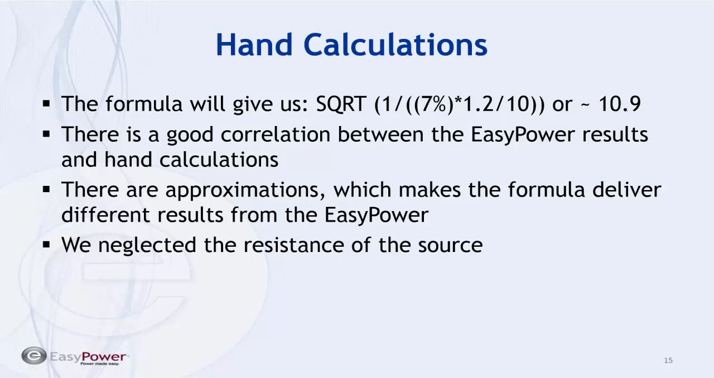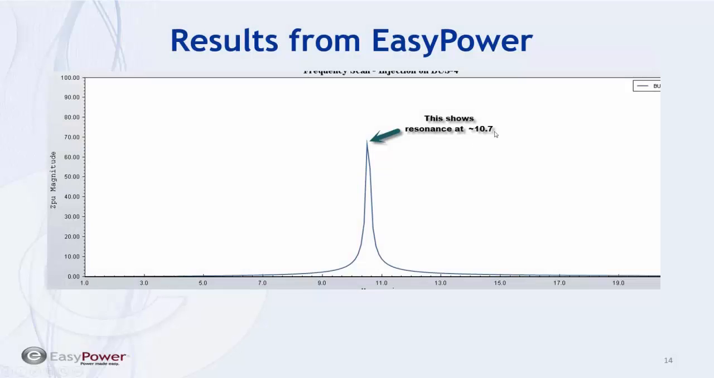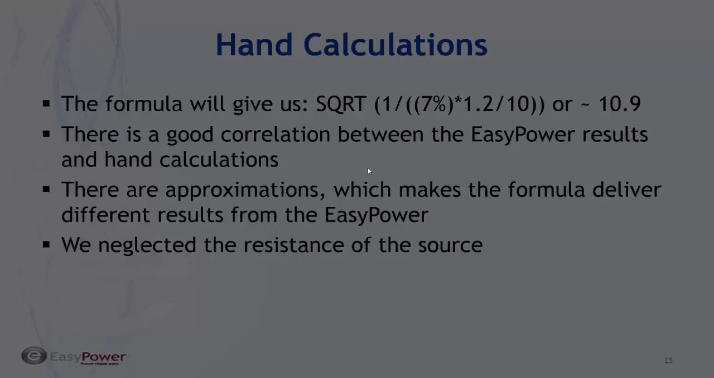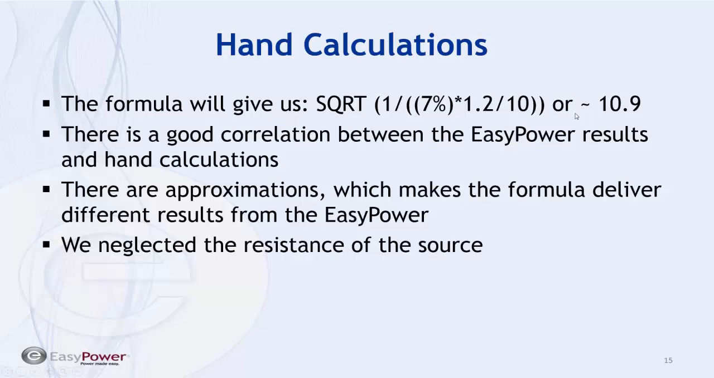So that's where you would get the resonance from the hand calculation value, versus 11 or 10.9 here. Let's just go back here, 10.7. So this is the EasyPower result, this is the hand calculation result, and you see that there is a good correlation. The values are almost close to each other. There is a good correlation between the EasyPower results and hand calculations.